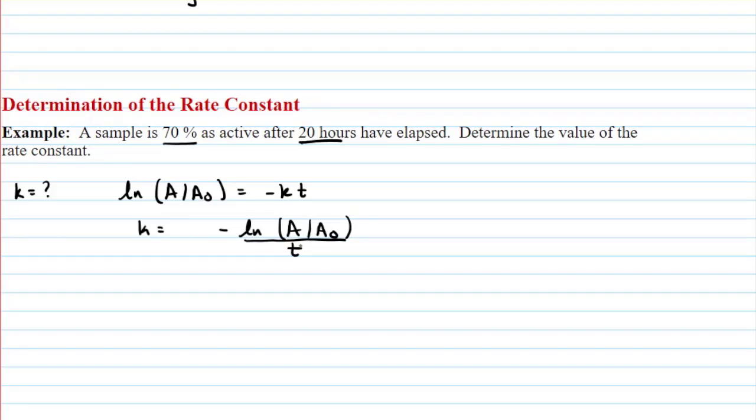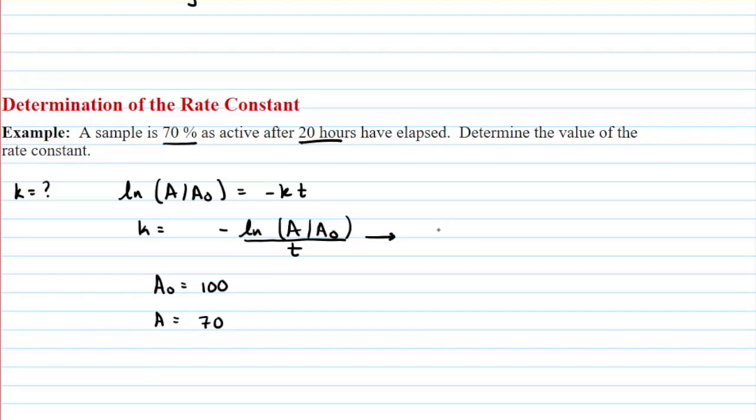Okay, so since we said our sample was 70% as active as previously, we basically can choose any number for our A naught, as long as our A is 70% of that. So to make our life easy, let's go ahead and say that A naught is 100, right? And so what is 70% of 100? It's 70.